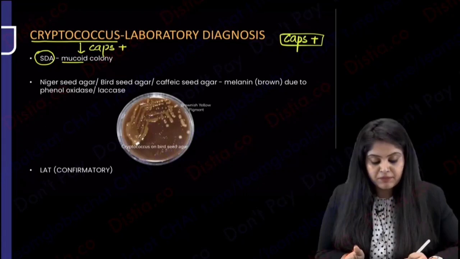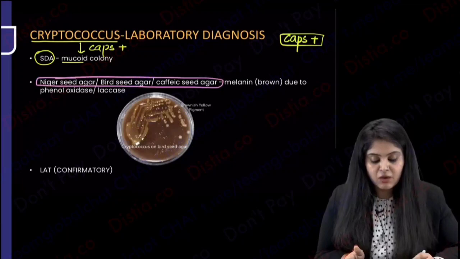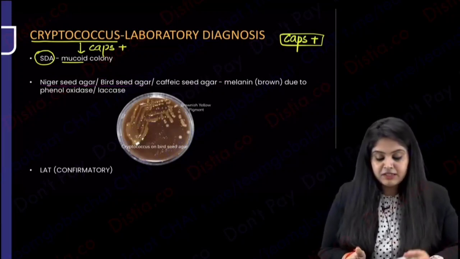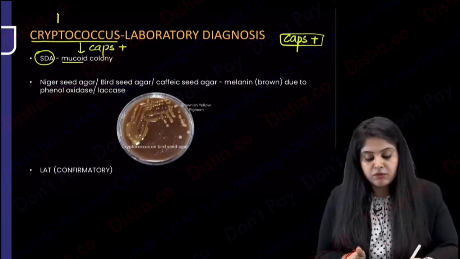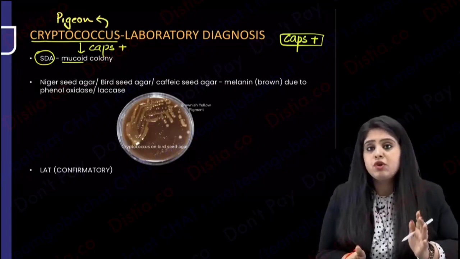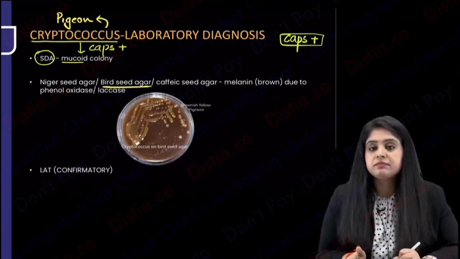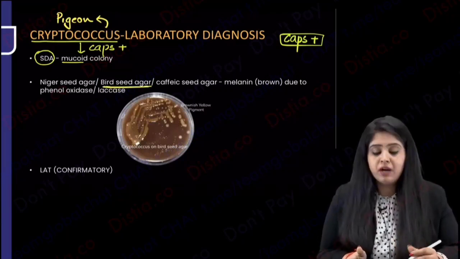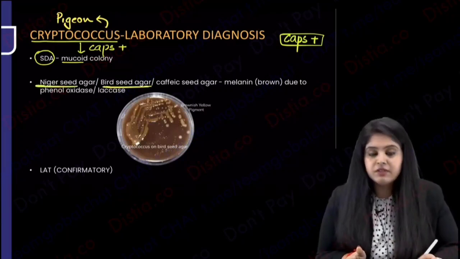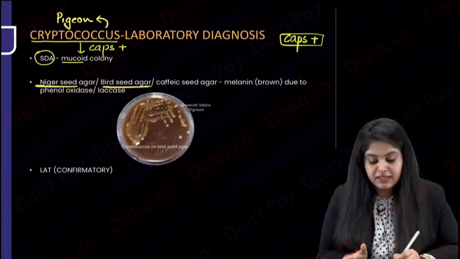But if you grow it on something else, there is something known as Niger seed or bird seed or Kaffik seed agar. How do I learn so many names? Firstly, when I'm talking about Cryptococcus neoformans, pigeon and bird is definitely one thing that I have to keep in mind, because pigeon droppings is what I'm inhaling. So something regarding birds has to be there. And if I look at the culture, it's all brown. So this is Niger. Niger word always tells you brown, right? So Niger seed. And Kaffik.